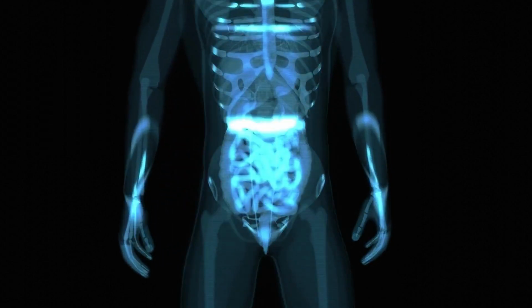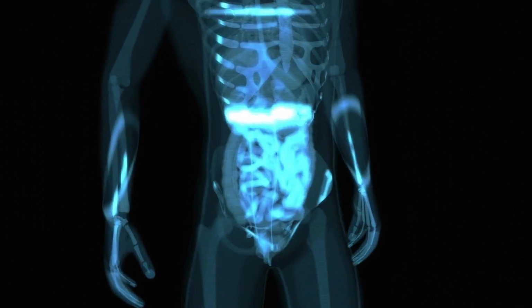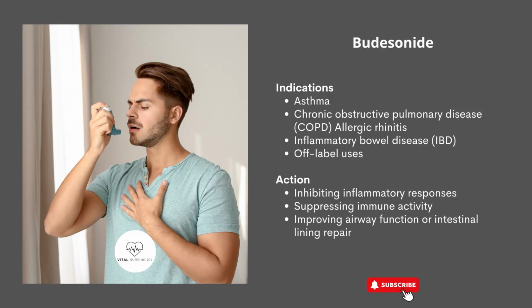Alright, moving along, let's now learn about the action of budesonide and how it works. Budesonide works by inhibiting inflammatory responses, suppressing immune activity, and improving airway function or intestinal lining repair. Inhibiting inflammatory responses: it reduces the production of pro-inflammatory cytokines and mediators. Suppressing immune activity: decreases the activity of immune cells like macrophages and eosinophils. Improving airway function or intestinal lining repair.